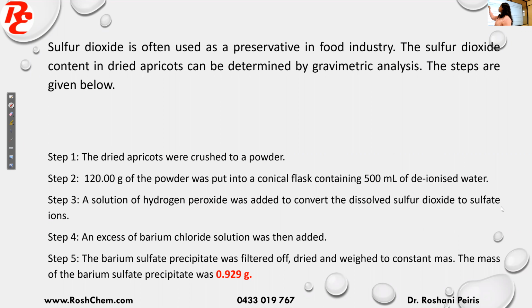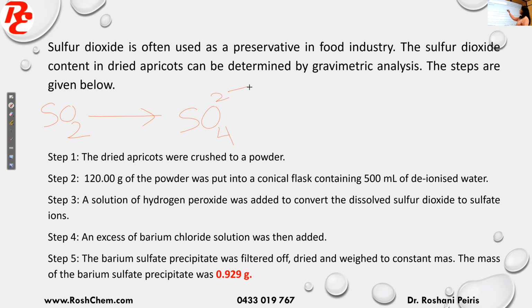Now what we do, the dried apricots contain sulfur dioxide. By adding hydrogen peroxide, I convert SO2 to what? The sulfate ions, SO4 2 minus. That's what's happening in step 3. Then step 4, an excess of barium chloride solution was then added. Barium sulfate precipitate was filtered off.